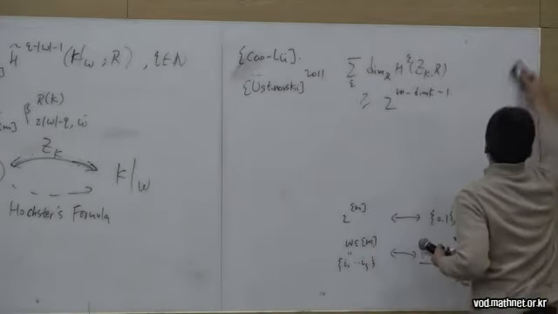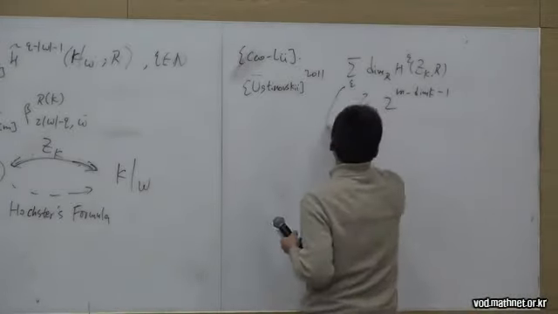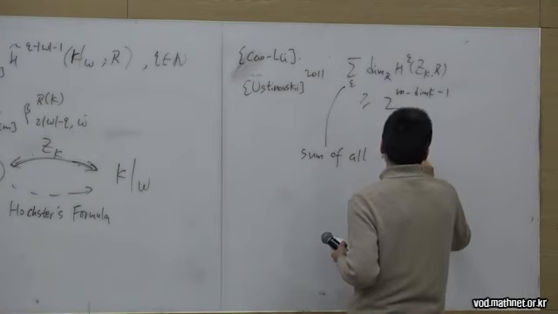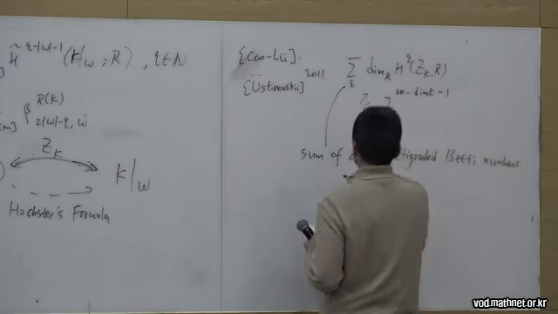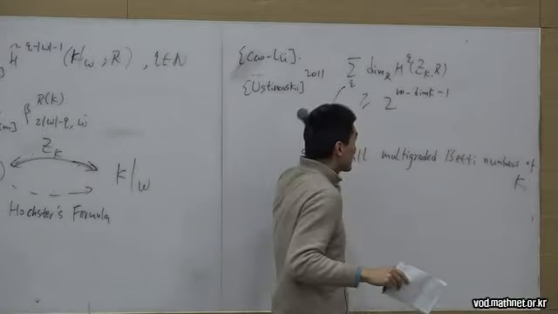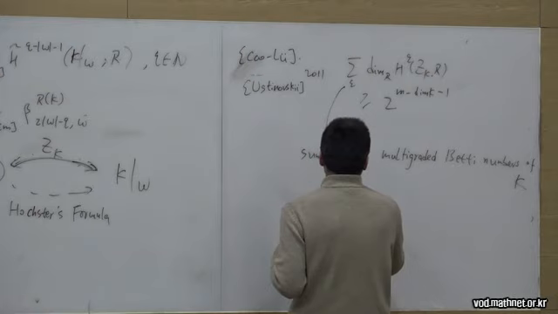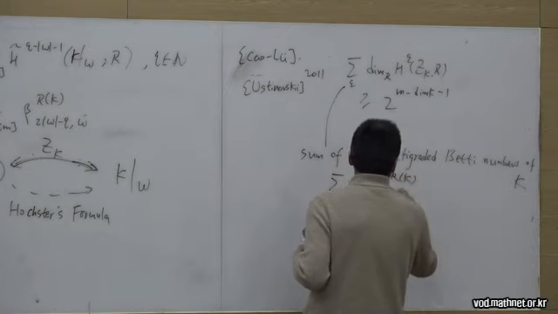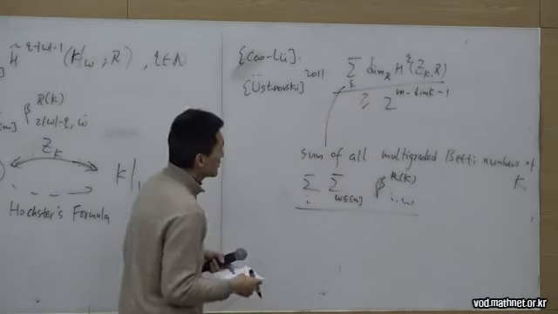So this result just tells you this. Because the sum of all the Betti numbers of Z_K equals the sum of all multigraded Betti numbers of K, it means the sum of all possible multigraded Betti numbers of K has a very general lower bound determined by K. It's the sum over omega, the sum of beta of K, I, omega. So this sum is just the sum of all the possible multigraded Betti numbers.